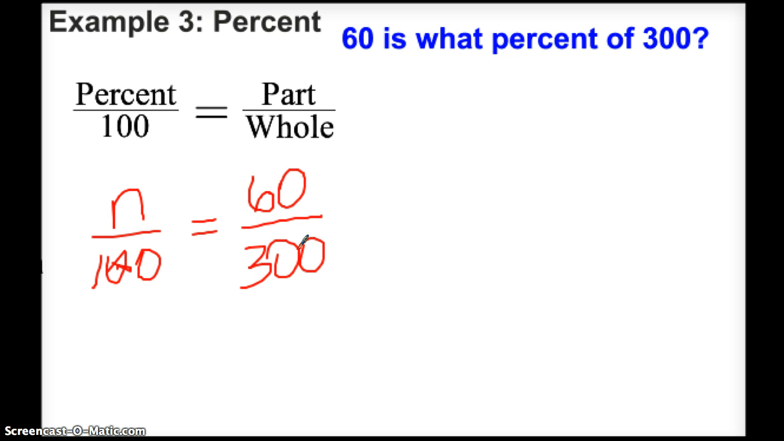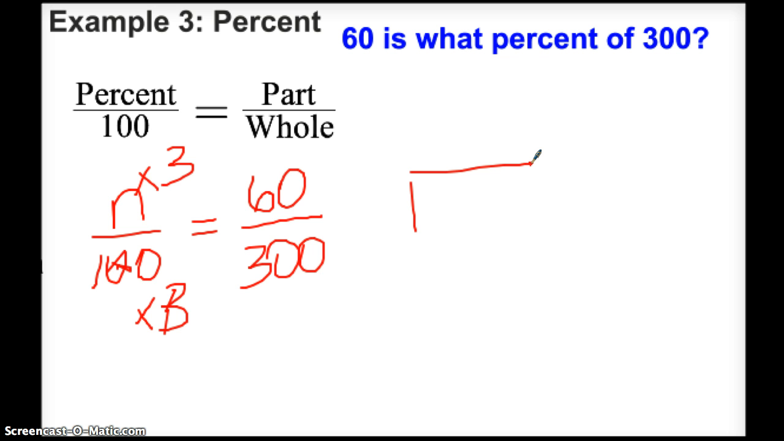Now, since I know both the bottoms, I can just look at the 100 and say, what did I multiply or divide 100 by to get 300? It's simple enough. I just multiplied by 3. So that means I multiply the top times 3 to get 60. Well, I don't know what I multiplied by 3 to get 60, so I have to divide 60 by 3. I do this because division is the opposite of multiplication.